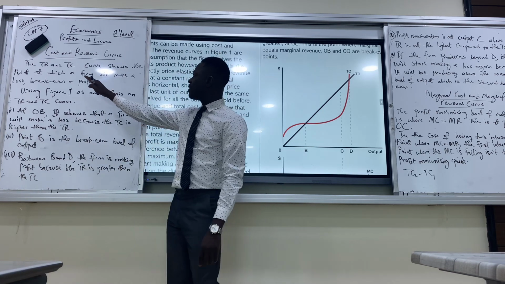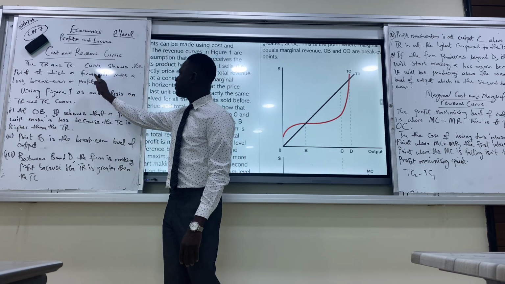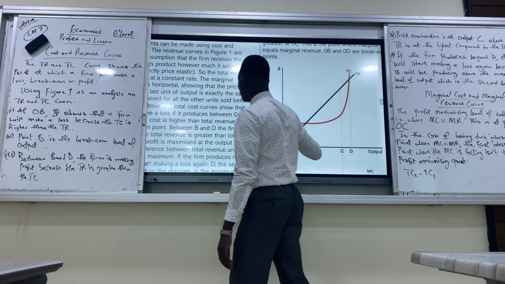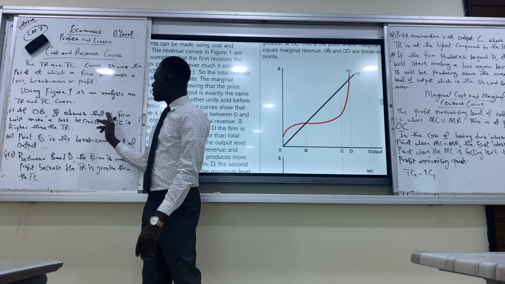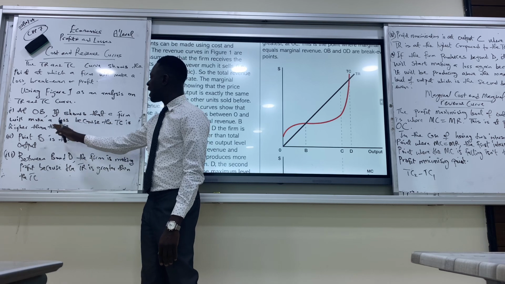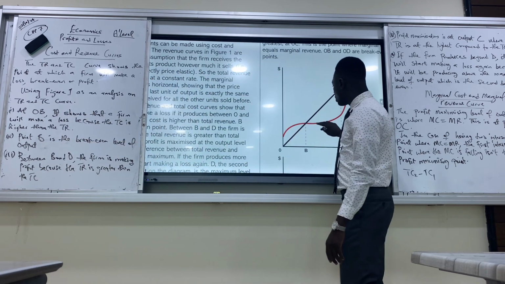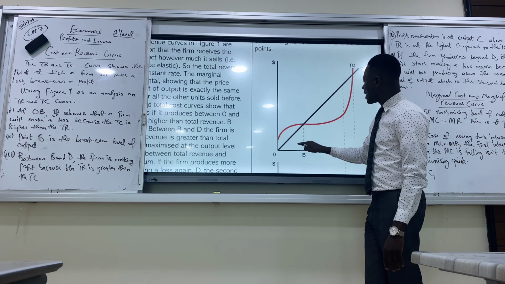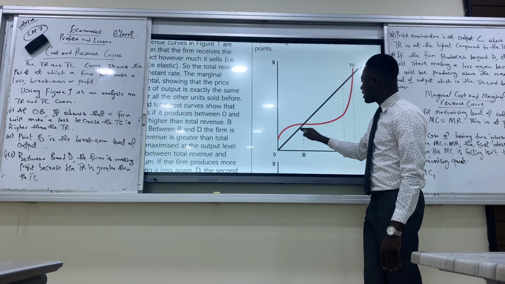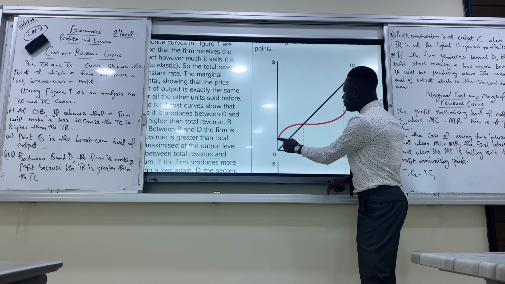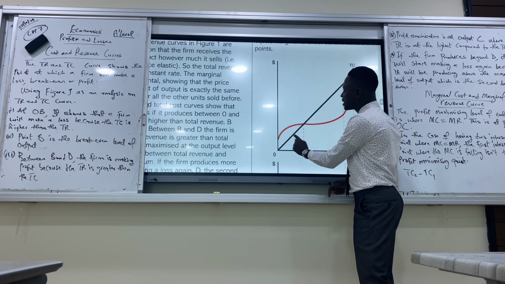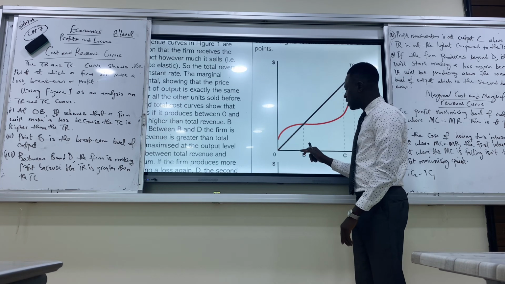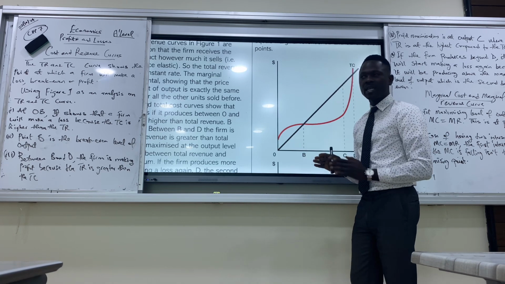As I wrote, the total revenue and total cost curve shows the point at which a firm will make a loss, break even, or profit. Using figure 1, at OB, the firm will make a loss because the TC is higher than the TR. At any given level of output here, the total cost is higher than the total revenue. So at any point in this region, the firm will be making a loss.